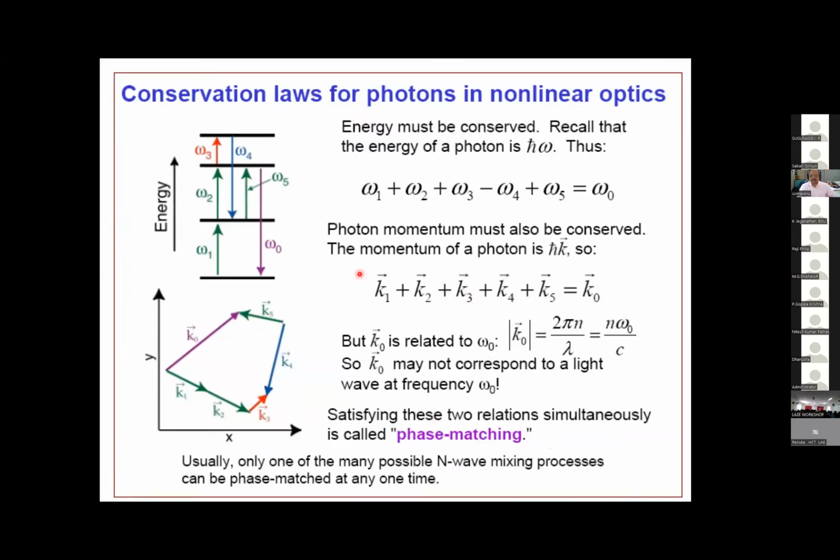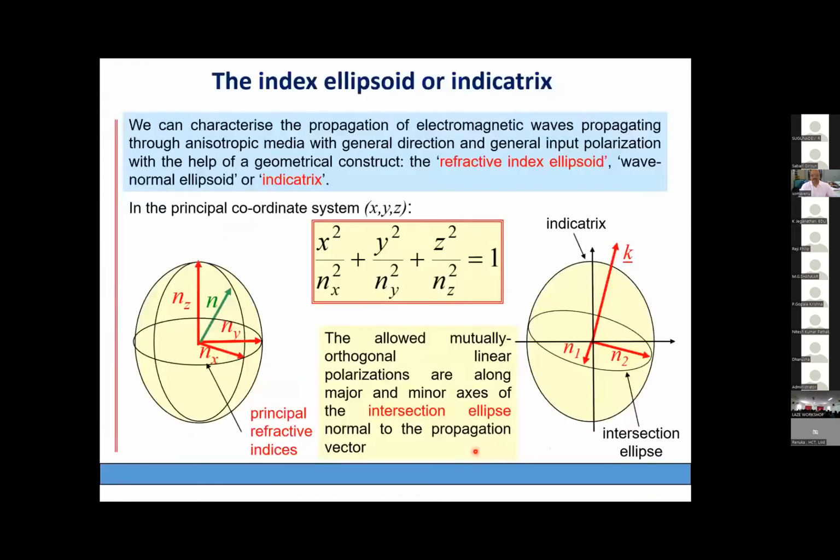In all these processes, the energy is always conserved. So you cannot destroy energy. Therefore, in any nonlinear process, energy is conserved. That gives rise to this kind of equation where omega 1 plus omega 2 plus omega 3 minus omega 4 plus omega 5 is omega 0, which is the resultant photon here. Photon momentum also must be conserved. That gives another condition. And both of these together is called the phase matching condition. You need to satisfy both these conditions together. That's why it's called a phase matching condition.